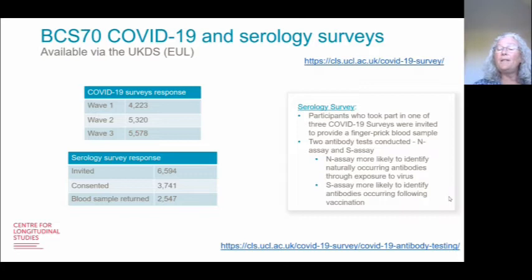As well as online surveys, participants who took part in the COVID surveys were invited to provide blood samples. Around 6,500 were invited and 2,500 returned samples. There are 2 antibody tests that were conducted: the NSA, which is more likely to identify naturally occurring antibodies through exposure to the virus, and the SSA, which is more likely to identify antibodies occurring following vaccination. And this again can be downloaded directly from the UKDS.